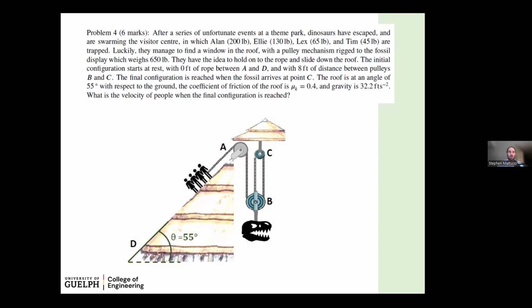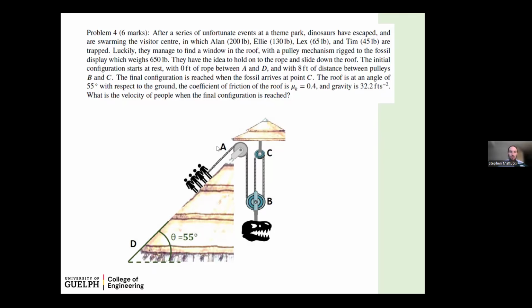Hello and welcome. Today we are going to be doing a problem from an exam from a couple of years ago. This is a dynamics problem. There's a bunch of things going on here, so I think this is a really good problem for practice. So I'll read it and then we'll go ahead and solve it. So we can see the problem here.